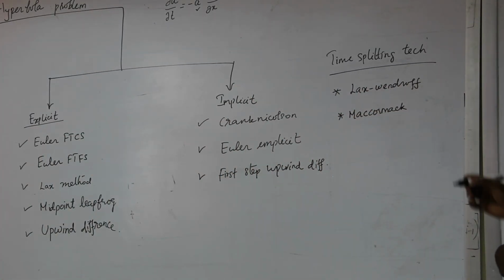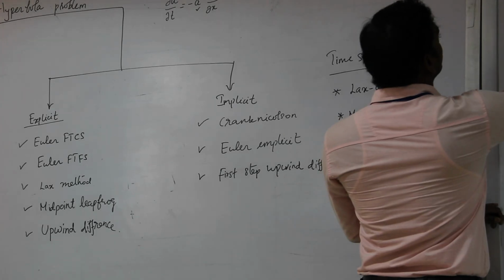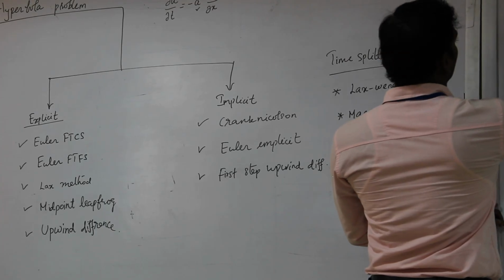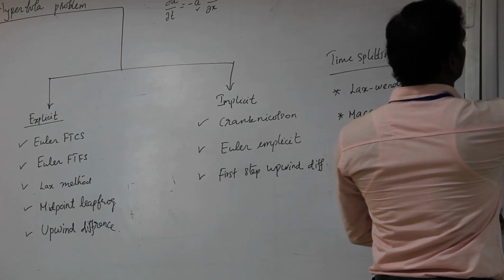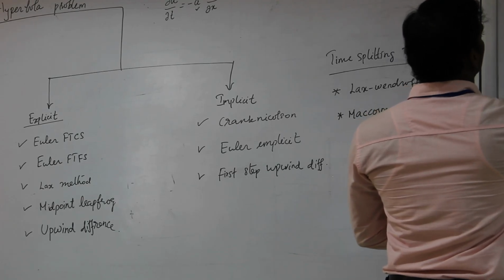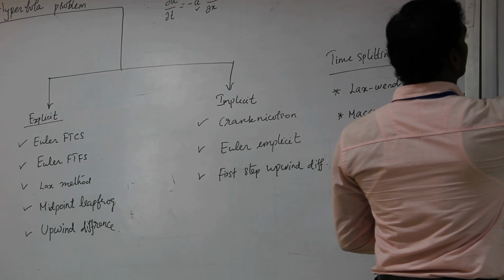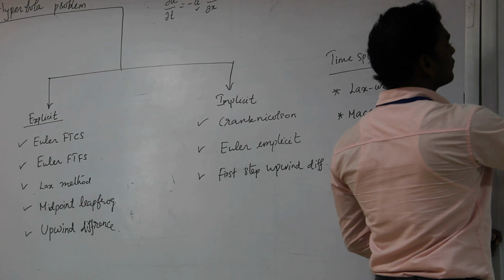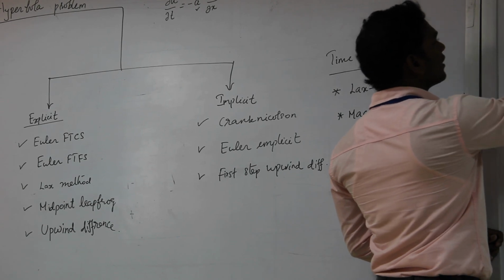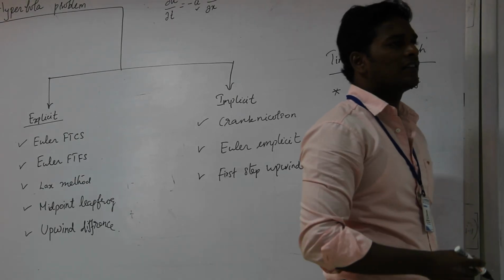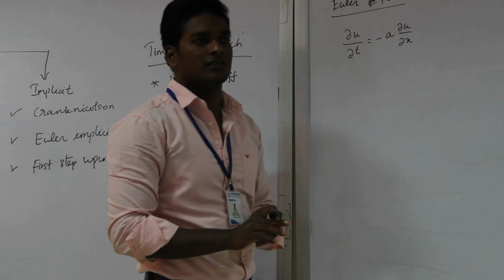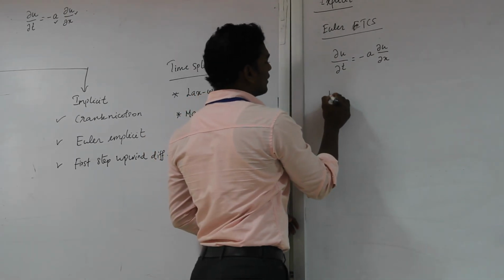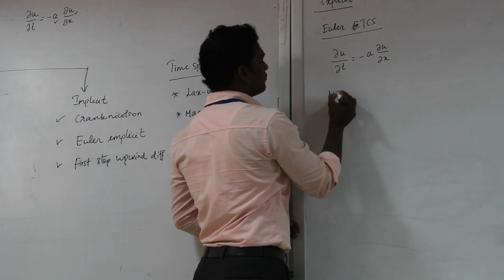For explicit problems, the first one is Euler FTCS. So write your governing equation. Euler FTCS means generally, Euler gave the idea for how to solve the wave equation in one-dimensional form. So that's why the name Euler. And the remaining thing is generally u forward in time.